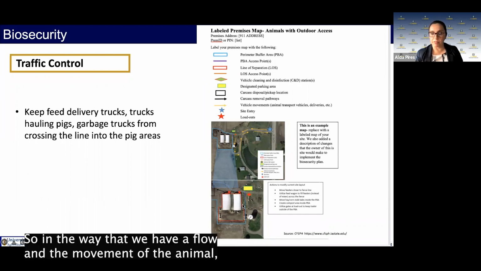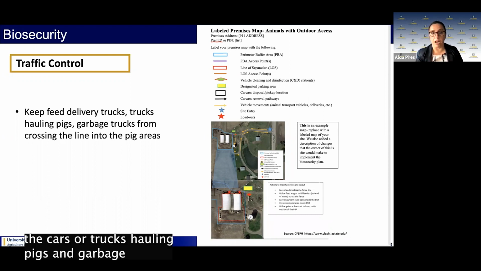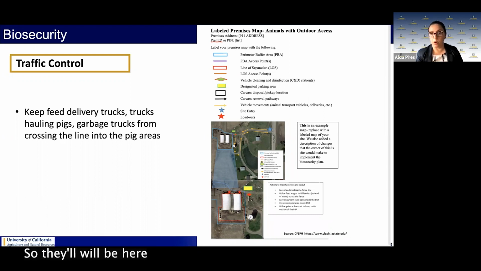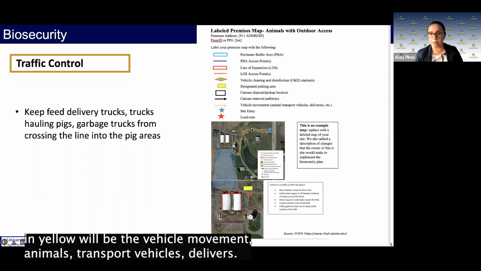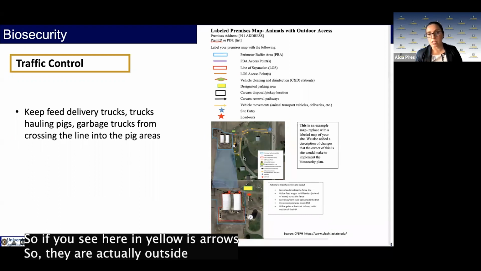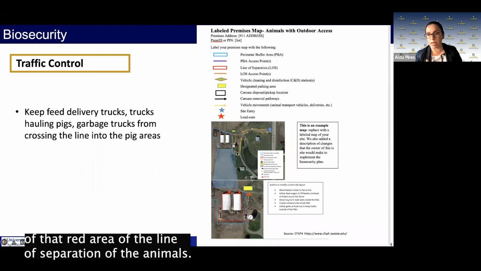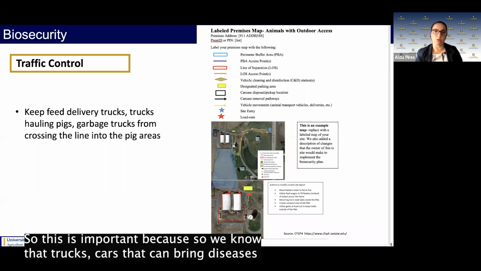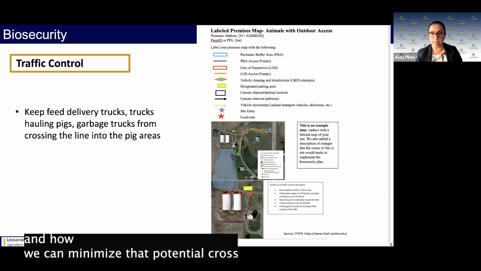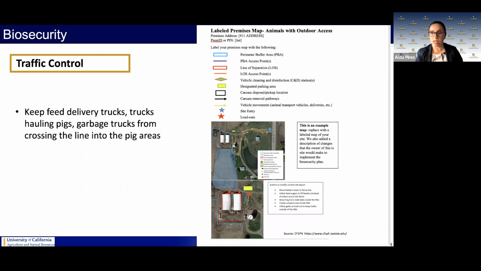So we have a flow and movement of the cars or trucks hauling pigs and garbage, and they will not cross this line of separation. Here in yellow will be the vehicle movement: animal transport vehicles and deliveries. If you see these yellow arrows, they are actually outside of that red area, the line of separation of the animals. This is important because we know that trucks and cars can bring diseases, and we want to minimize the potential cross contamination between different areas.